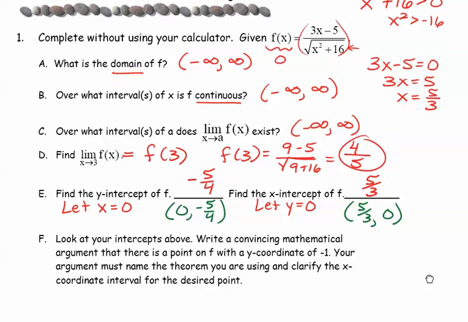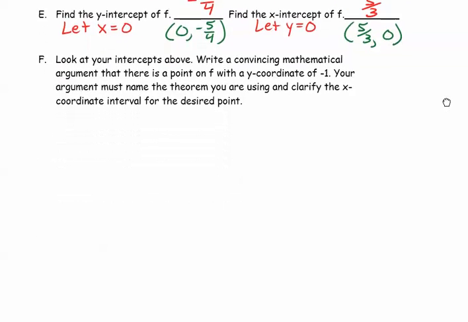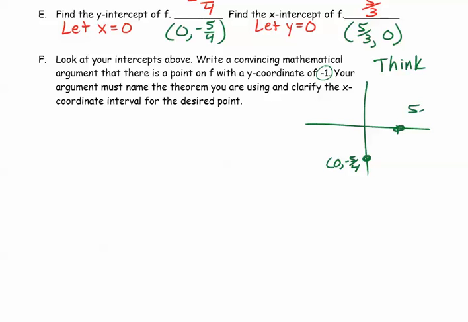And now we're going to use those answers from A through E to look at question F. So looking at the intercepts and what we've already figured out, can we write a convincing argument that function f should have some point with a y-coordinate of -1? Well, you don't need to make this graph, but again, let me make this very clear. We know we have the point 0, -5/4, and we have the point at 5/3, 0.